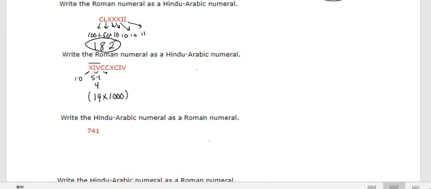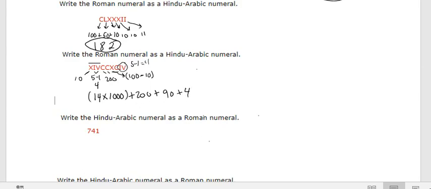Then I have 2 C's, so that's going to be 100 for each one. So that's going to be 200. Then I have an X followed by a C. Well, the X is a smaller value than the C. So for this part, I'm going to take 100 minus the X, which is 10. So that gives me 90. So then we have an I followed by a V. So this represents 5 minus 1, which is 4. So we're going to add 4.